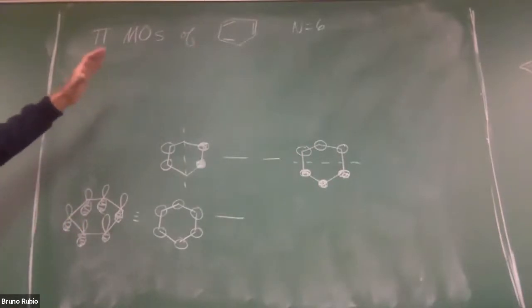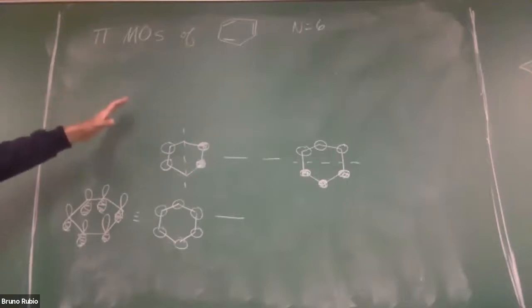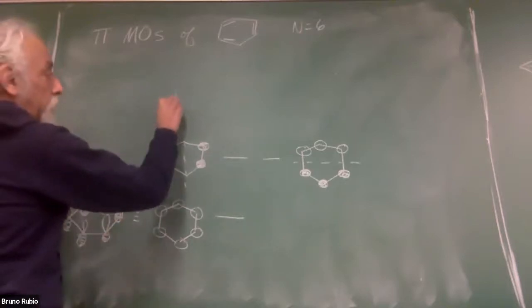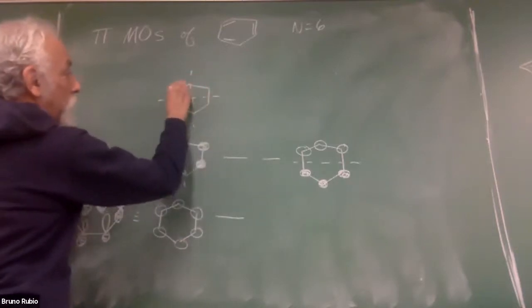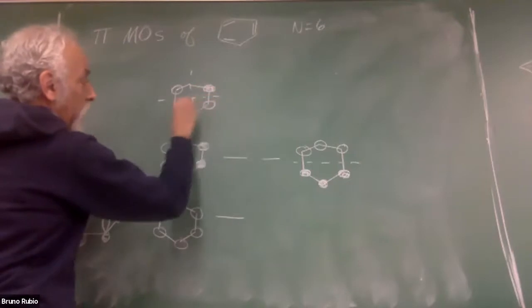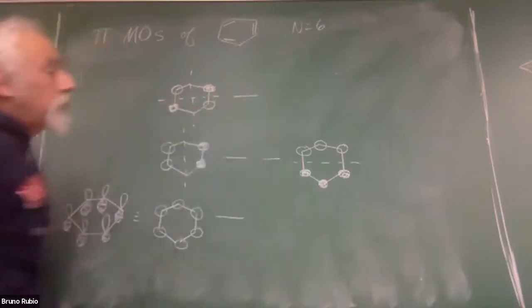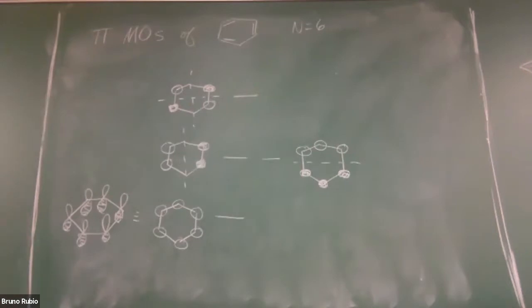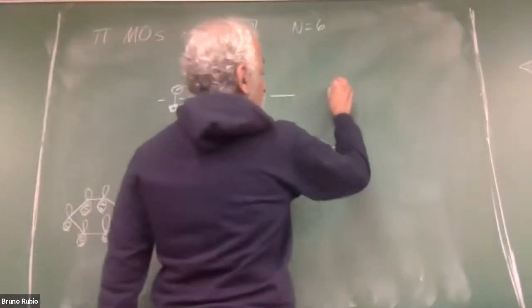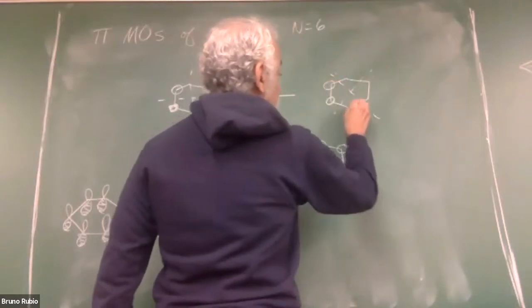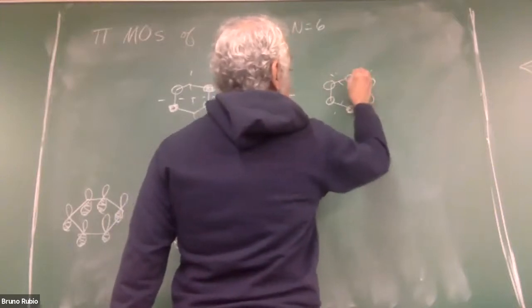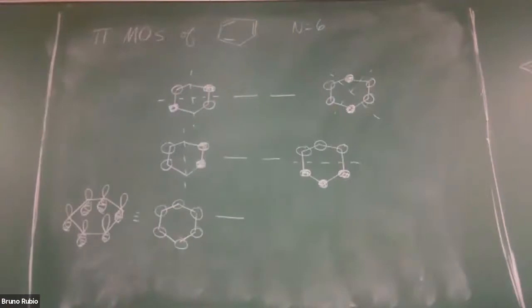Next guy is going to have 2 internuclear nodes. How can I draw 2 dotted lines symmetrically disposed through a hexagon? I could do this. Positive, negative, positive, negative. But there's another way of drawing 2 dotted lines through a hexagon. And that will be an X. Positive, positive, negative, positive, positive, negative. So once again, I see 2 degenerate molecular orbitals.